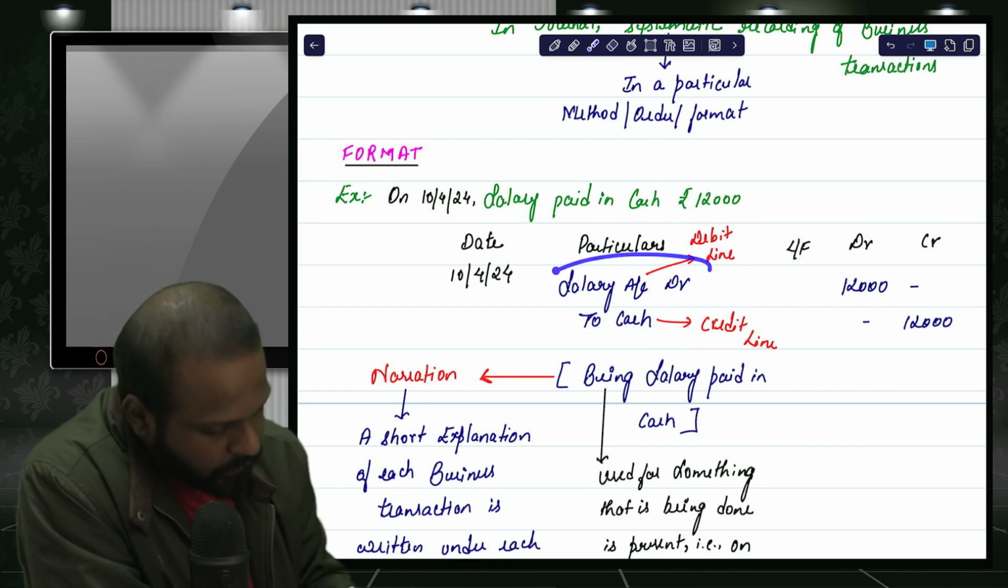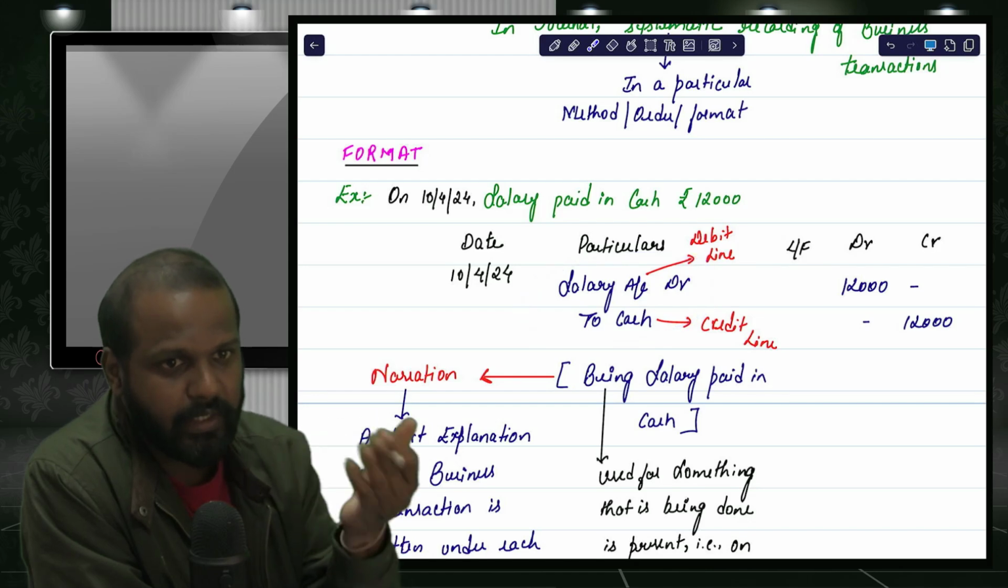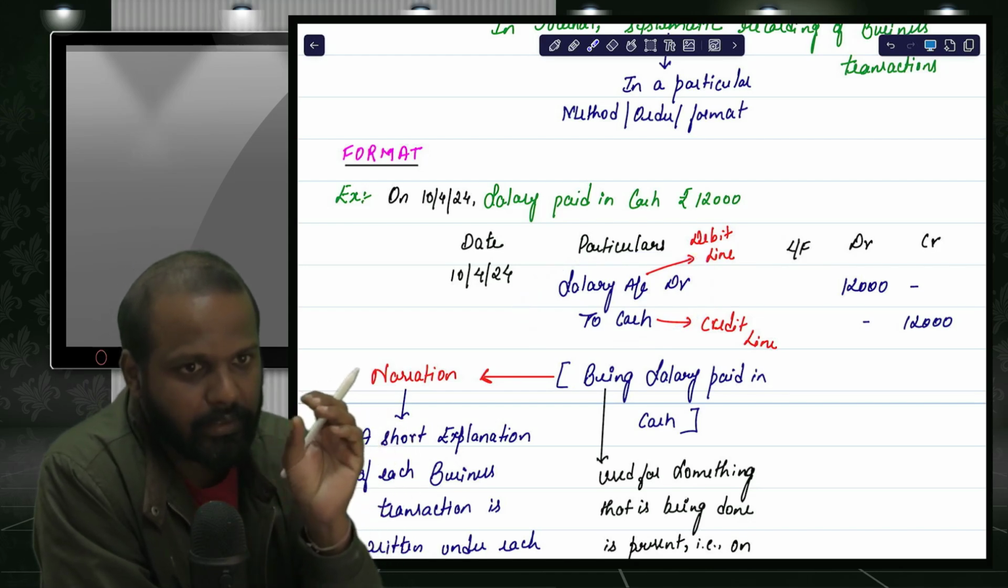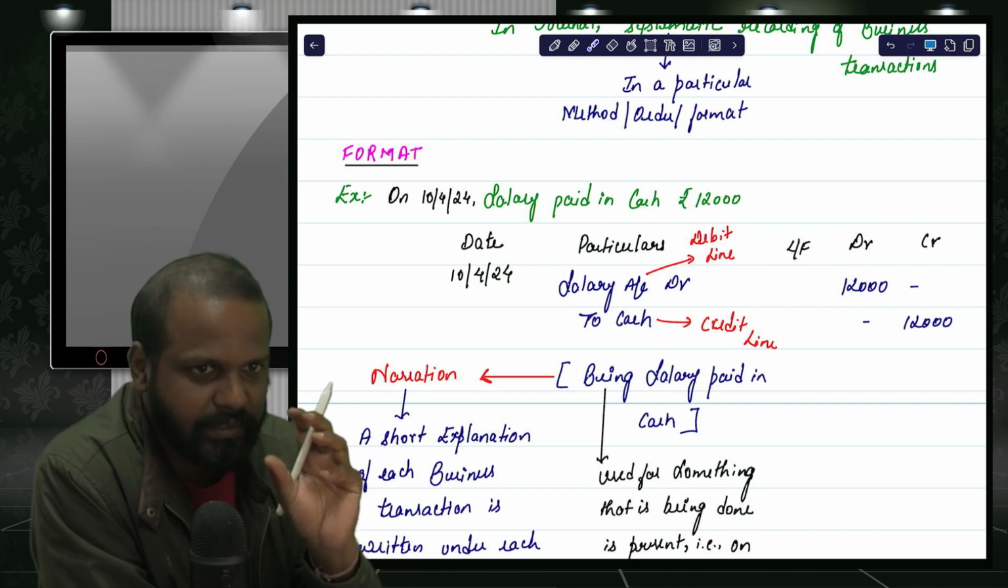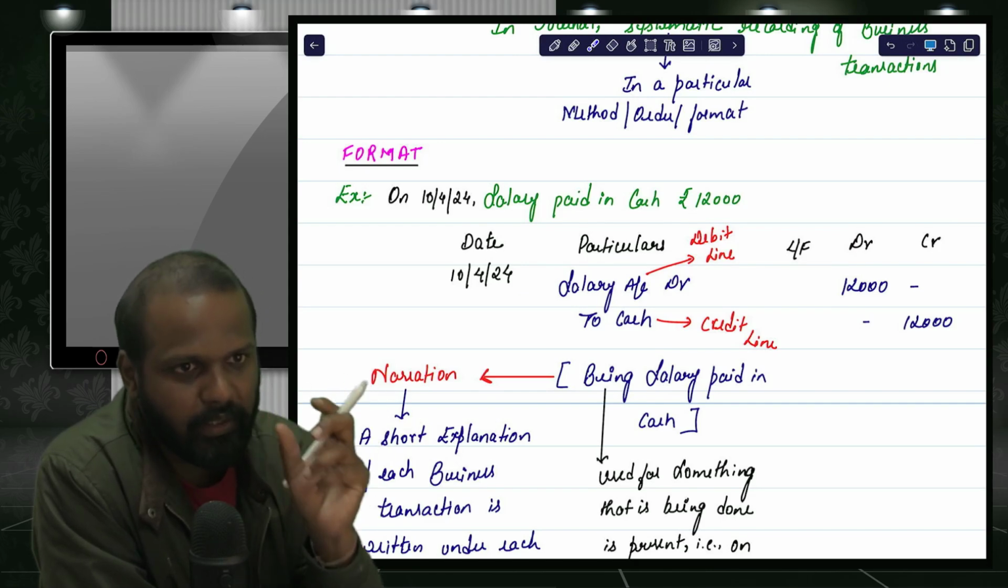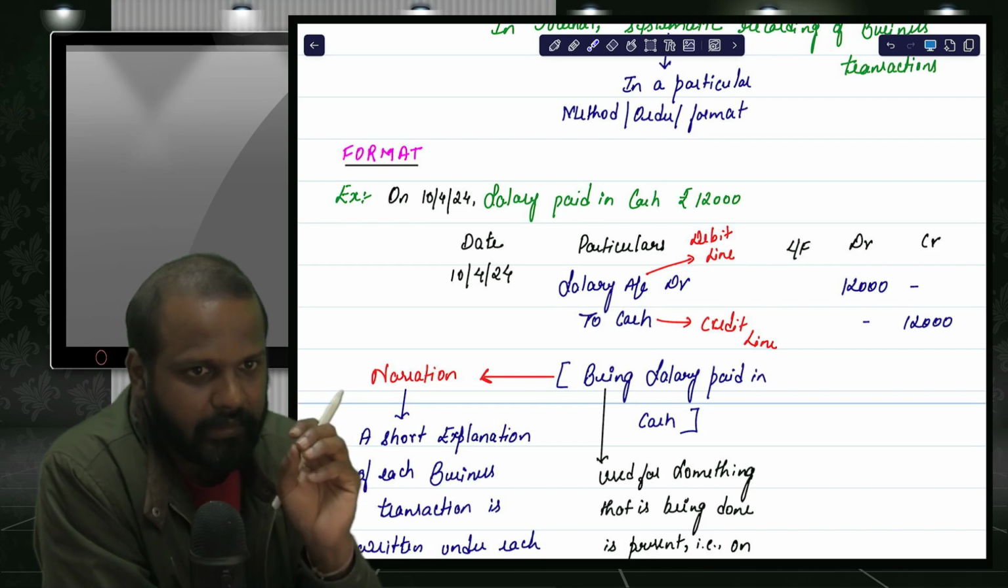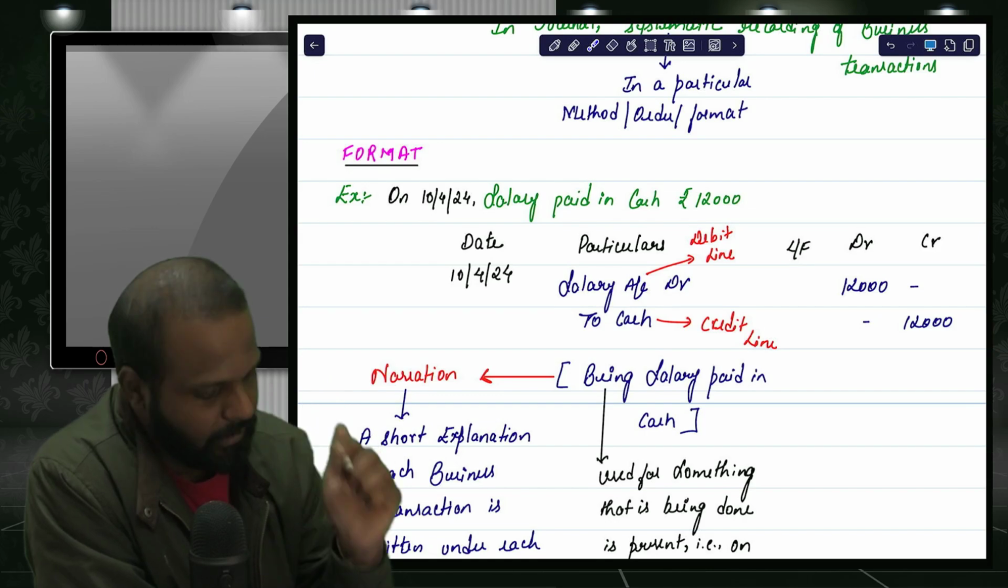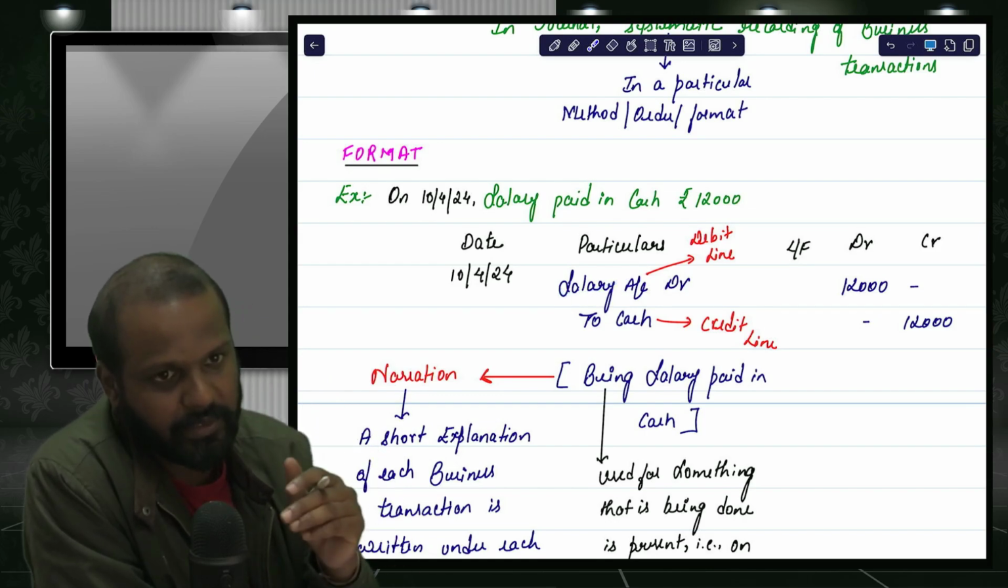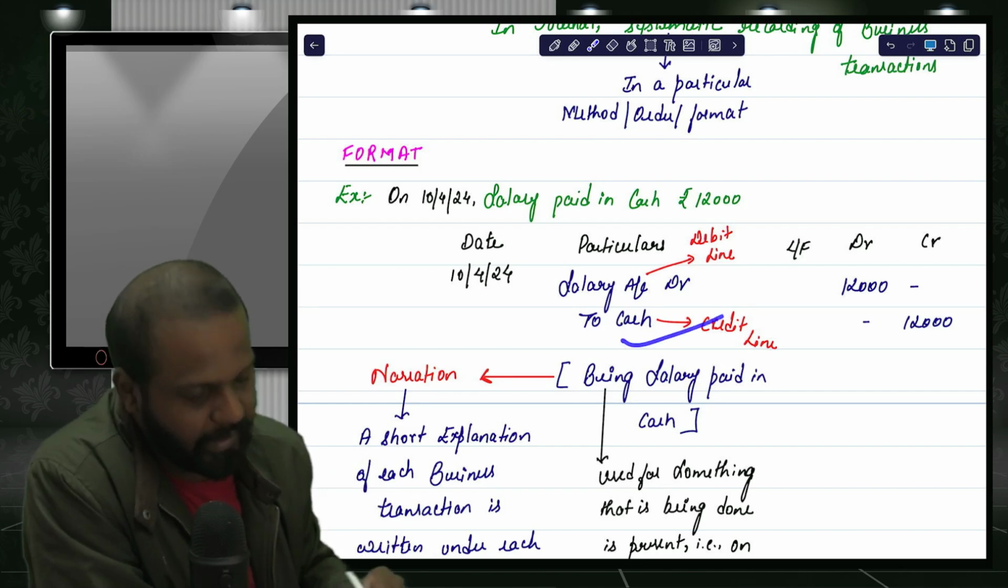How this journal entry came, that we are going to see later on. I am just telling one example to explain the format. So whenever I say that this particular account should be debited, it means you should write in the first line. When I say it should be credited, then you should write in the second line.